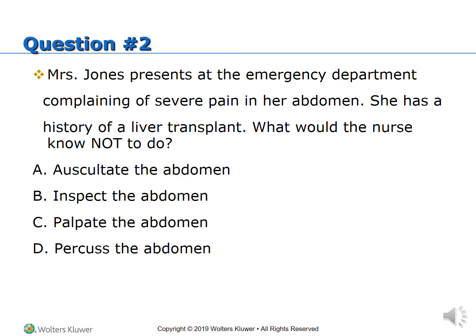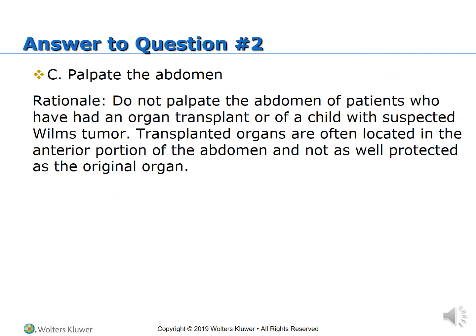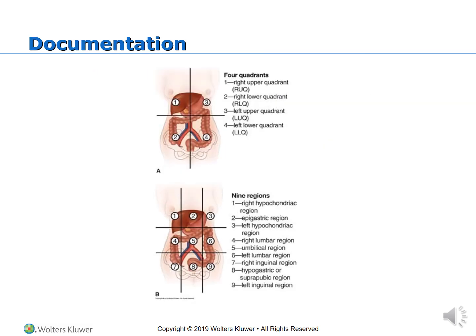Practice question number 2. Mrs. Jones presents at the emergency department complaining of severe pain in her abdomen. She has a history of a liver transplant. What should the nurse know not to do? The answer is palpate the abdomen, because transplanted organs often sit very anteriorly and they can be unprotected. And so pressure being applied to them can cause damage more easily than in an organ that is not transplanted.